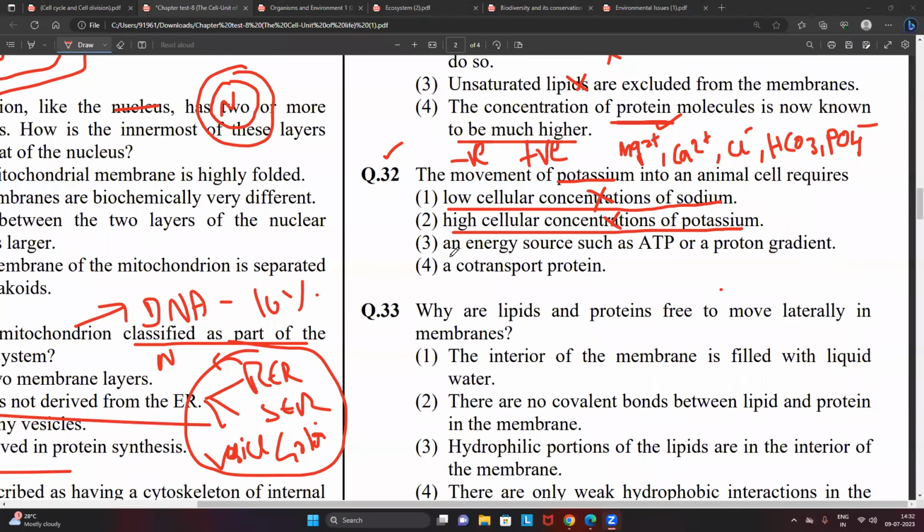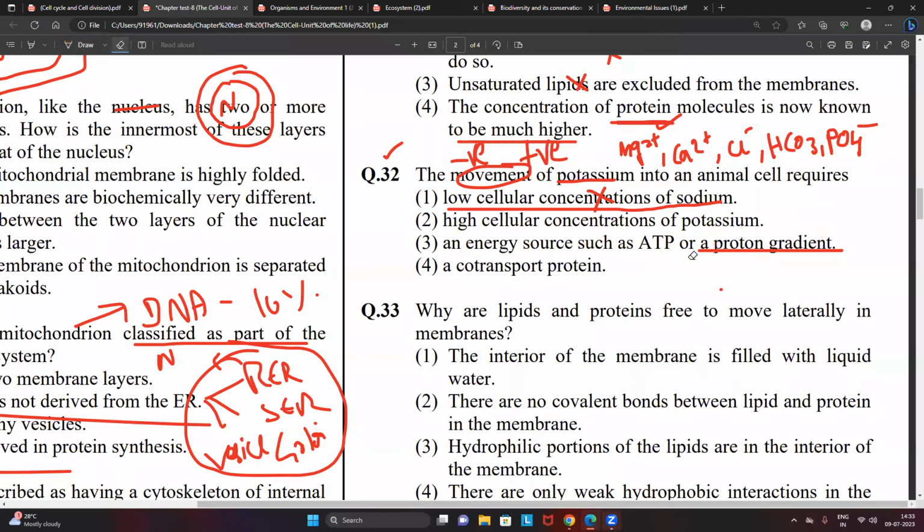Okay, so what I'm trying to explain to you is how the movement occurs. I am not asking when the movement occurs, I am asking how. When I ask a question with "when," then you have to consider options 1 and 2. Since we are asking how, an energy source such as ATP or a proton gradient is needed. Potassium will mostly come with the help of ATP only. And if you take the example of sucrose, it will majorly come with the help of a proton gradient. We don't use any kind of co-transport protein.